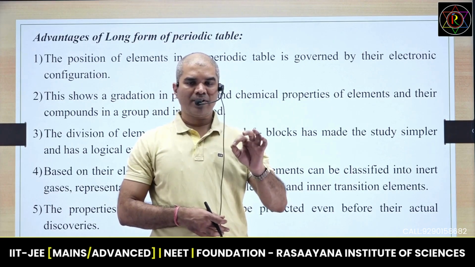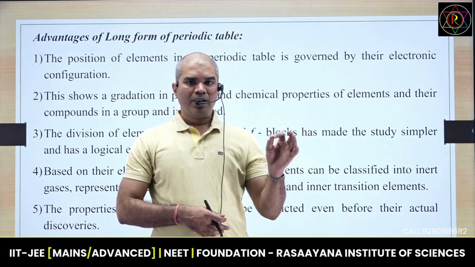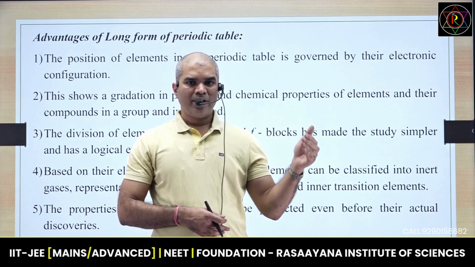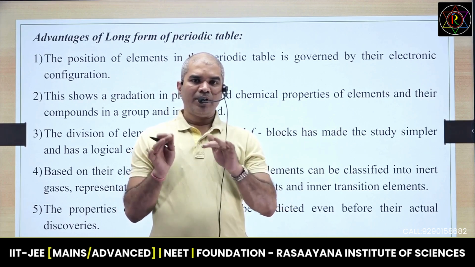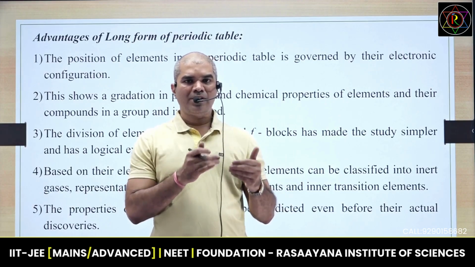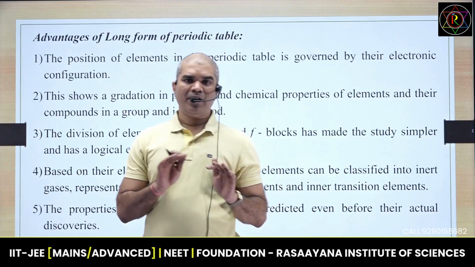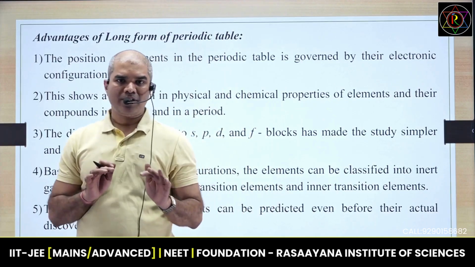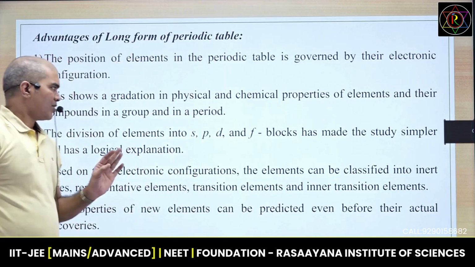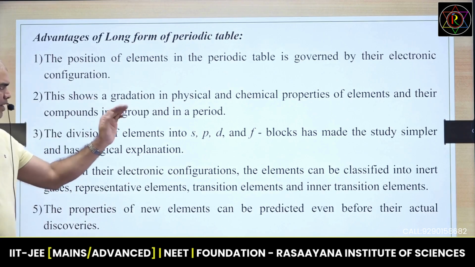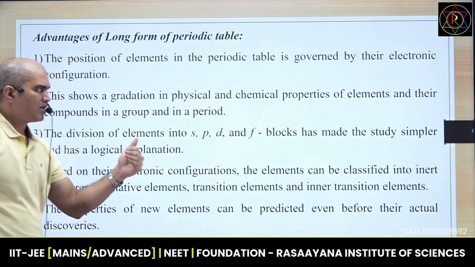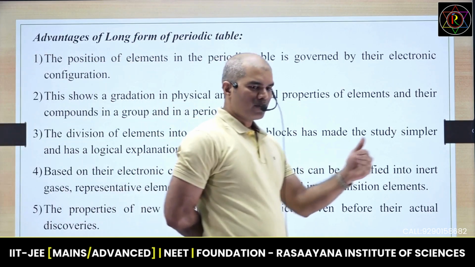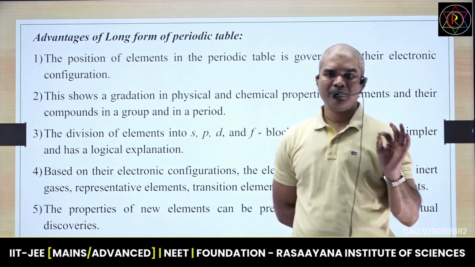Number 1, 1s1. Number 2, 1s2. Later on, 1s2 2s1, 1s2 2s2. So according to their electronic configuration, the elements are placed. That is a very, very convenient type of classification. No problem as such. So this is showing a gradation in the physical and chemical properties, so that as I am increasing the electronic configuration, that is also showing some gradation.